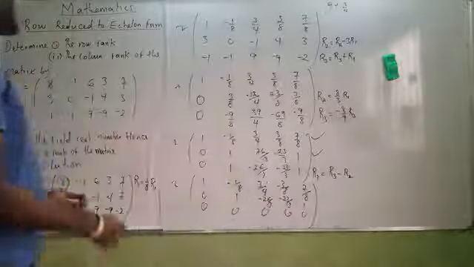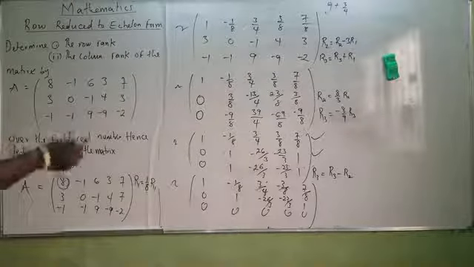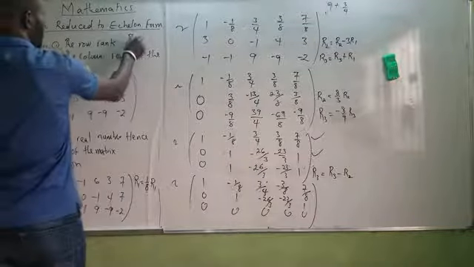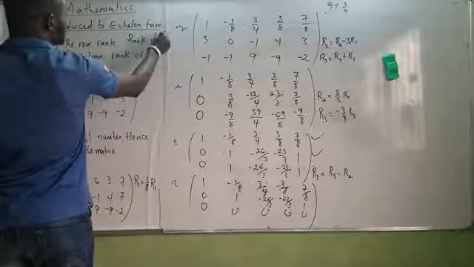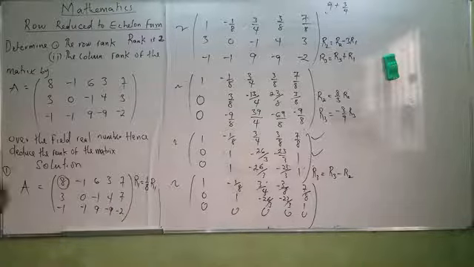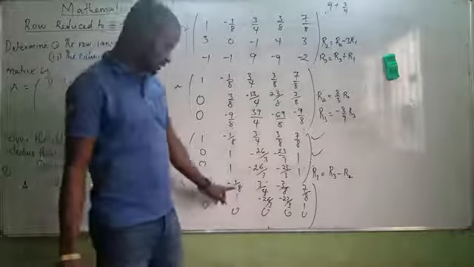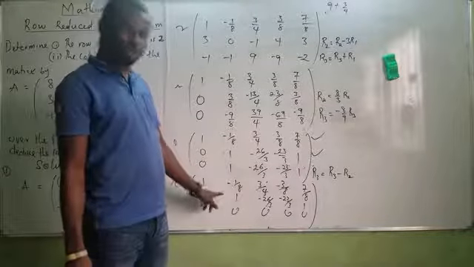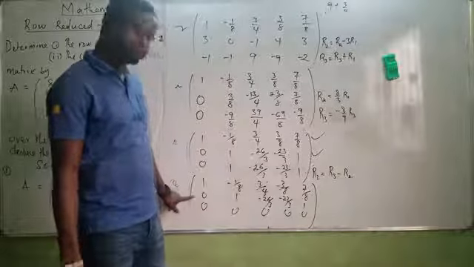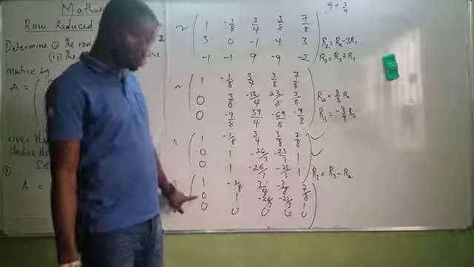Now, it means by so doing that, how many ranks am I having? My rank here is 2. Don't forget the rank is 2. Now, what is rank? Non-zero rows, which is 1, 2. It means we are having 2 ranks.